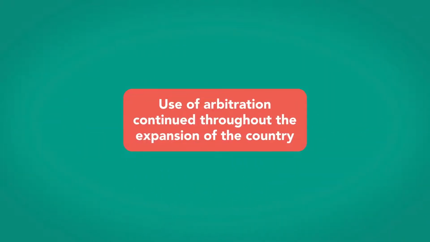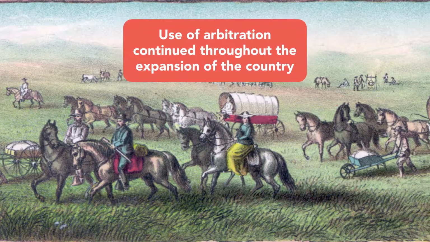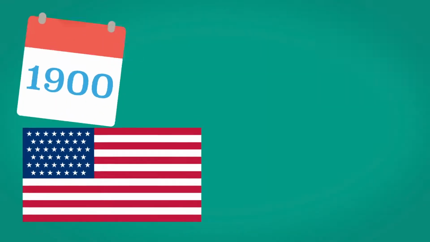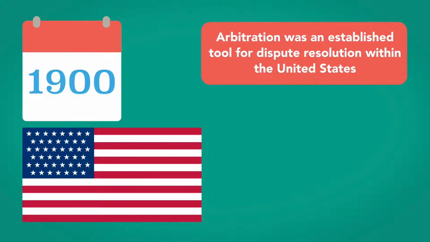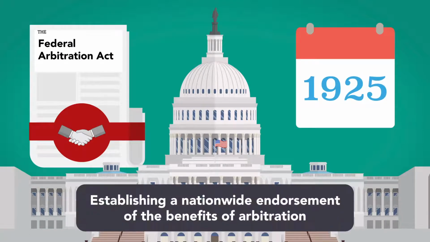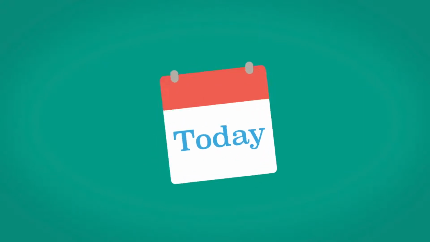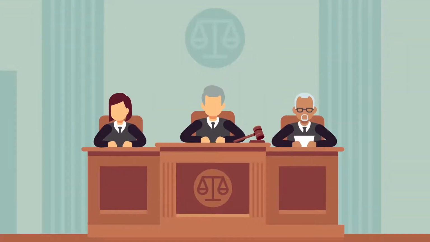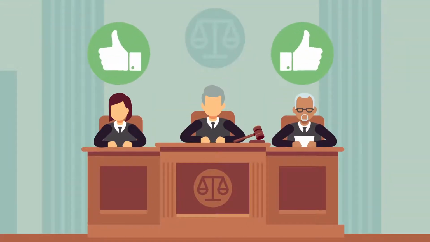Use of arbitration continued throughout the expansion of the country, and by the start of the 20th century, arbitration was an established tool for dispute resolution within the United States. In 1925, the Federal Arbitration Act was enacted, establishing a nationwide endorsement of the benefits of arbitration. Today, arbitration is a widely used form of ADR, highly supported by the American court system.